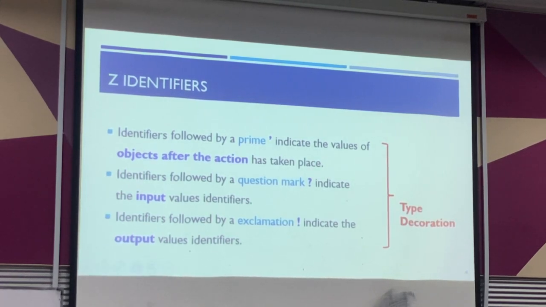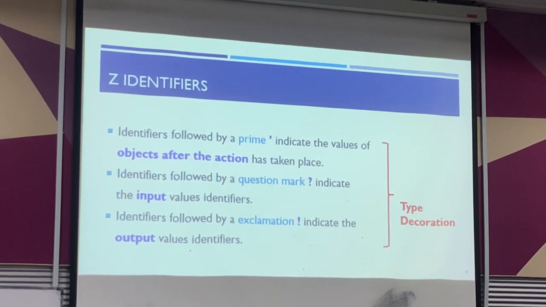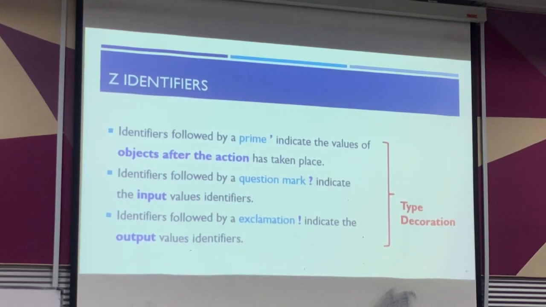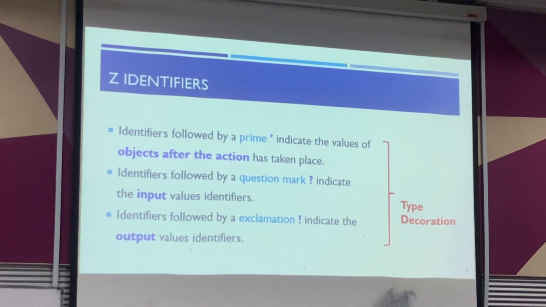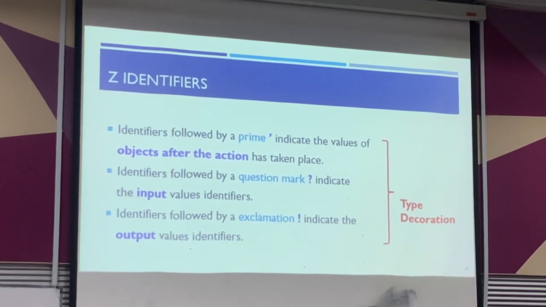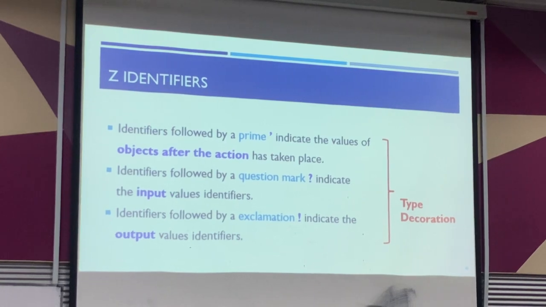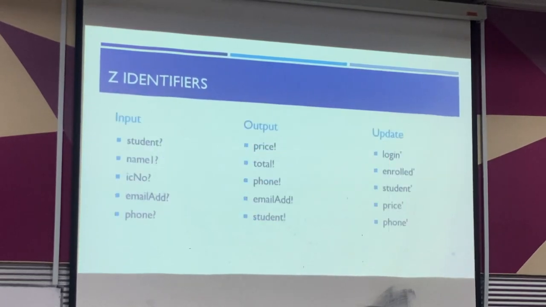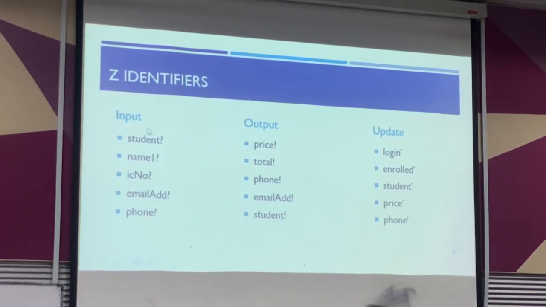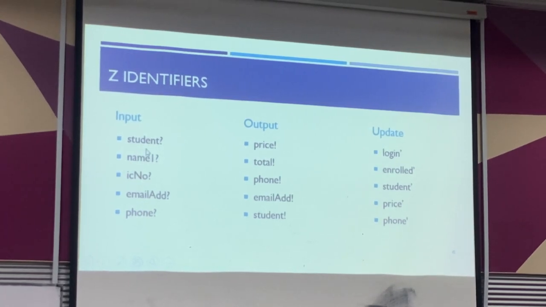So prime or apostrophe is to show the update, or that the variable after that, we call it variable after. And then the question mark is to show an input variable, and then the exclamation mark is to show the output variable. So how are you going to see this? You just know, no space. When you have student question mark, I know that this variable is an input variable.